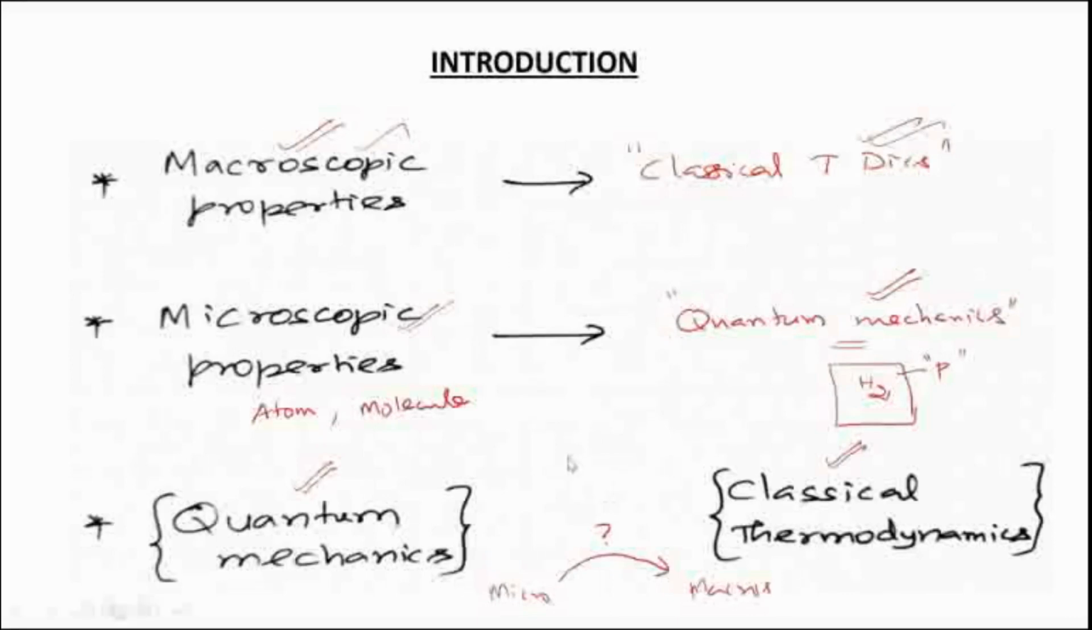Then, to begin with statistical thermodynamics, first of all, we should know what is meant by a macrostate and what is meant by a microstate. So keep this in your mind: statistical thermodynamics is actually acting as a bridge between classical thermodynamics and quantum mechanics.